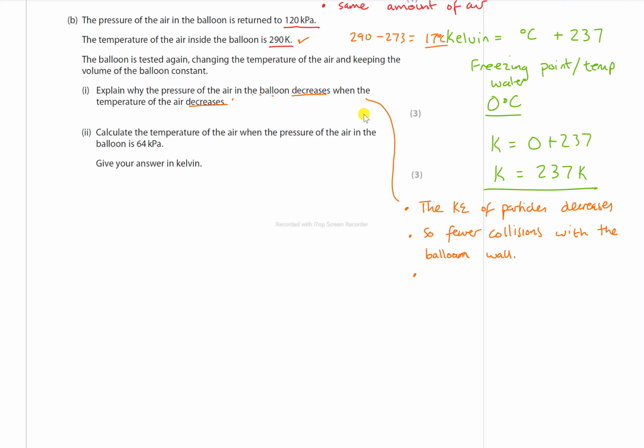And because you've got a lower speed, there's two things. There's less collisions, and each collision is with a lower force, not as hard. And since pressure is force divided by area, the pressure decreases.